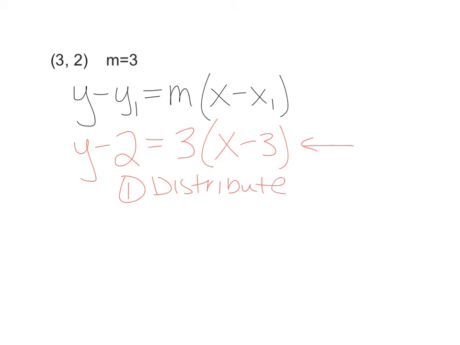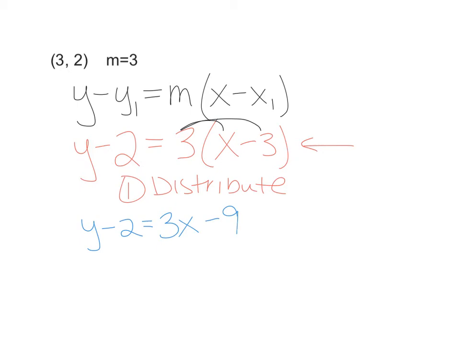Okay? First thing we must do is distribute. That means I'm going to take this 3 and multiply it by everything inside that parentheses. When I do that, I get y minus 2 unchanged on the left-hand side. 3 times x is 3x, and 3 times negative 3 is negative 9.